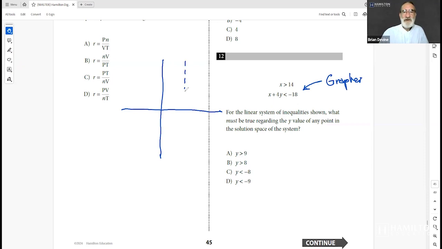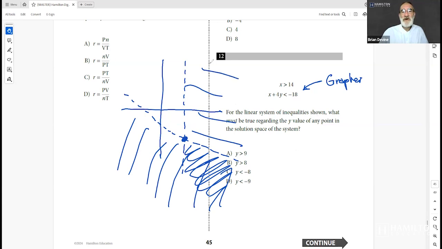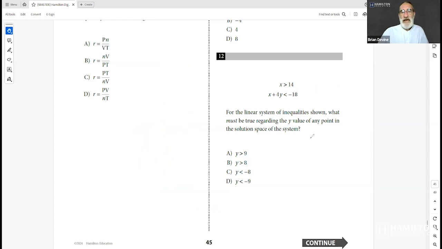is that we're going to have a vertical line at 14, and then there'll be dash lines, another dash line that'll come down with a negative slope. It'll have a slope of -1/4. And the point where they intersect is really what you want. I mean, you want to know the y value of all the solutions, which would be down in this space where underneath this line coincides with the right or greater than that line. So you're going to find that y must be less than -8.